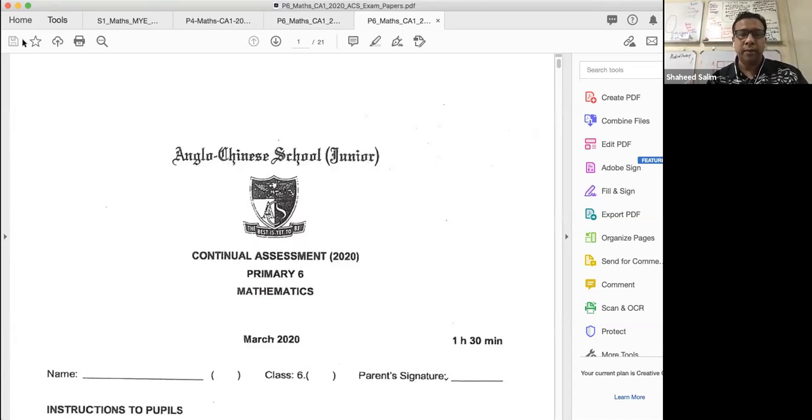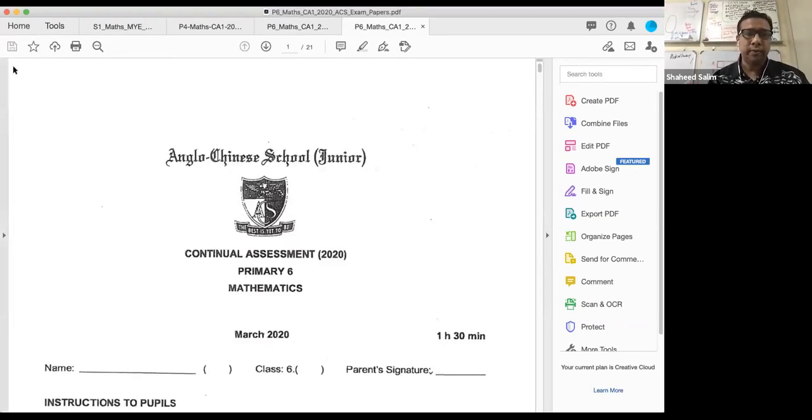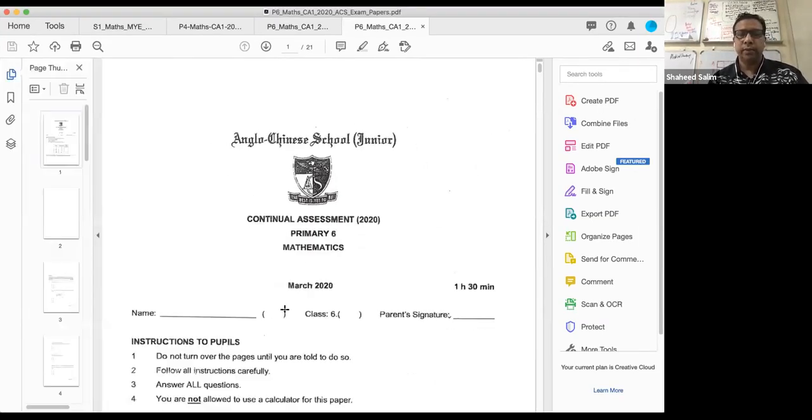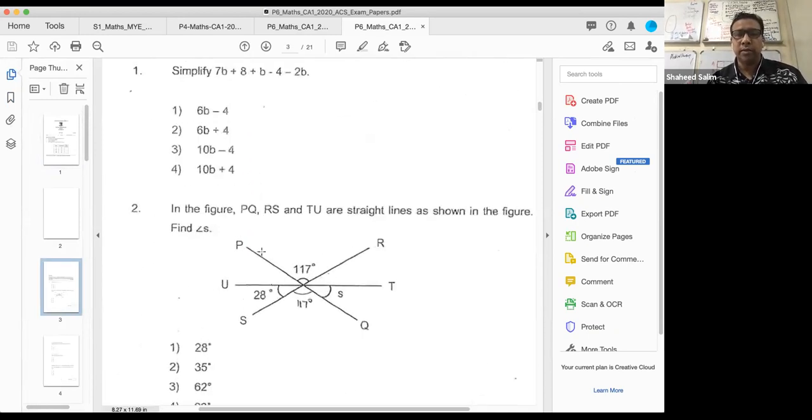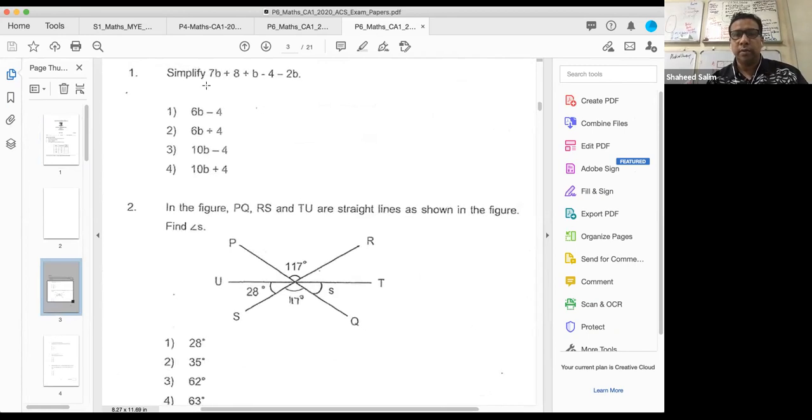So now we go to this. So this is the P6 one. Let us see. Okay, you try these 2 first. These 2 questions. This is plus, plus, minus, minus. Ilhan, what's the answer for question 1?